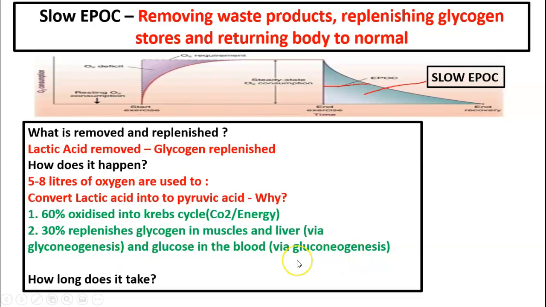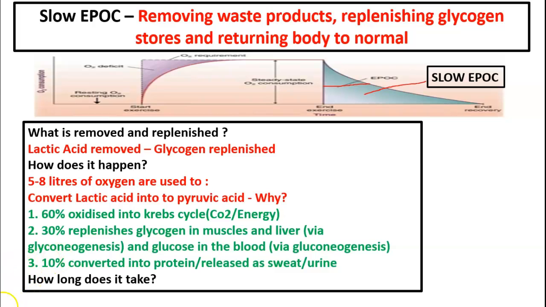Okay, the things in brackets, glyconeogenesis or gluconeogenesis, are optional. They are just the process behind the replenishing of glycogen and glucose. You don't want to put them. You're not going to get marked down for not using them. And the third way pyruvic acid is converted is 10% of it is converted into protein and released as sweat or urine. Okay, so that is our process.